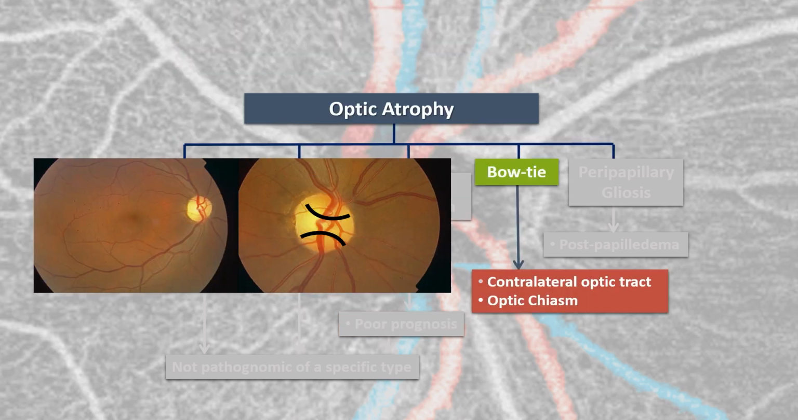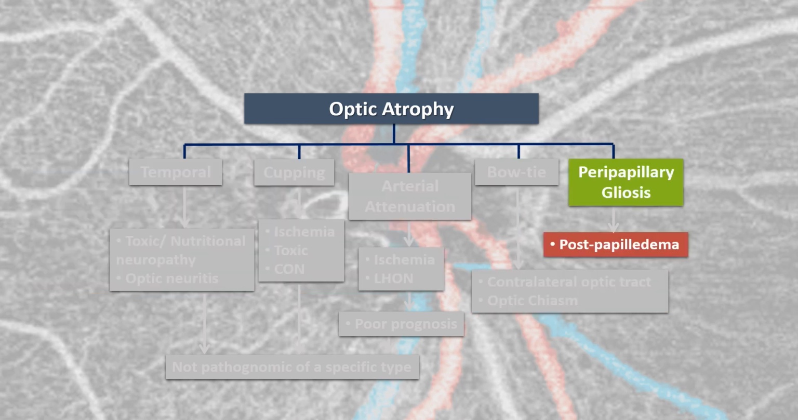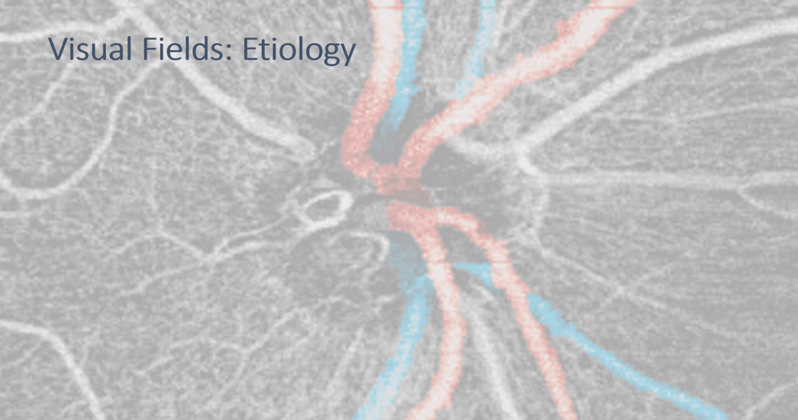A bow tie pattern of pallor is characteristic of involvement of the contralateral optic tract. Presence of peripapillary gliosis is seen after resolution of papilledema, that is secondary optic atrophy.